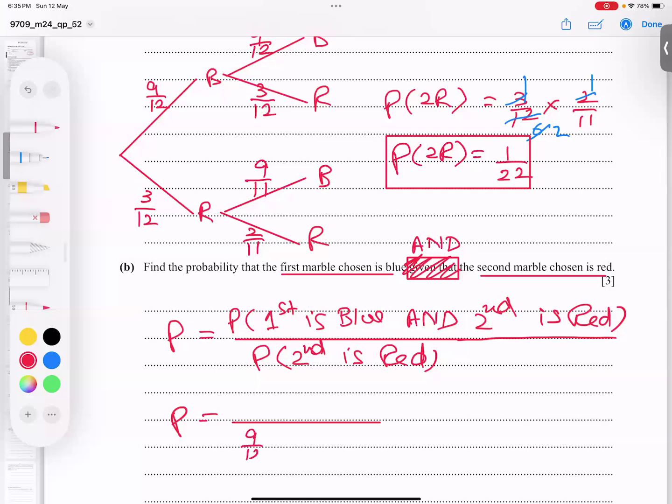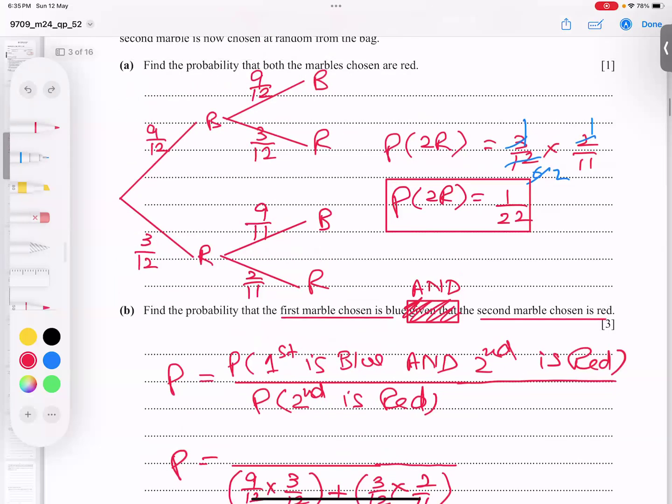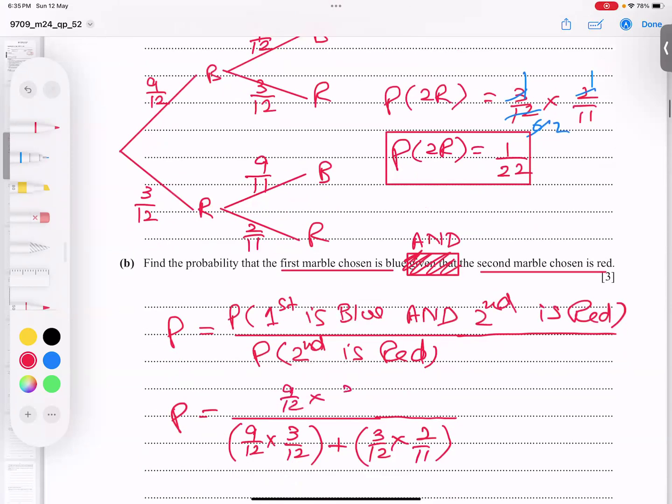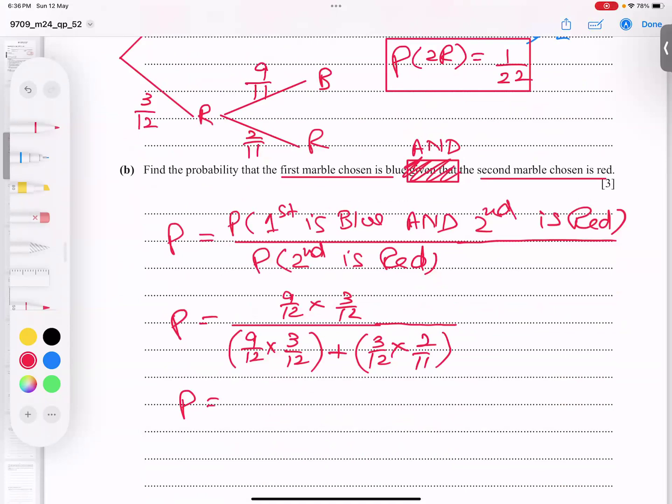So 9 out of 12 into 3 out of 12, plus 3 out of 12 into 2 out of 11. So the second ball red I have taken. Now I'm reading all together: first ball blue and second ball red. So this branch I will take: 9 out of 12 into 3 out of 12. When I type it in the calculator, let me check. Yes, I get the answer 33 by 41. I hope the concept is very clear, and let's go for the next question.